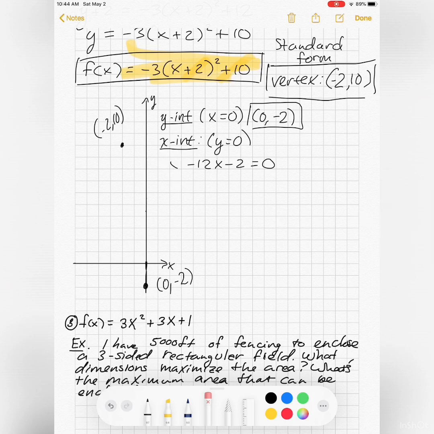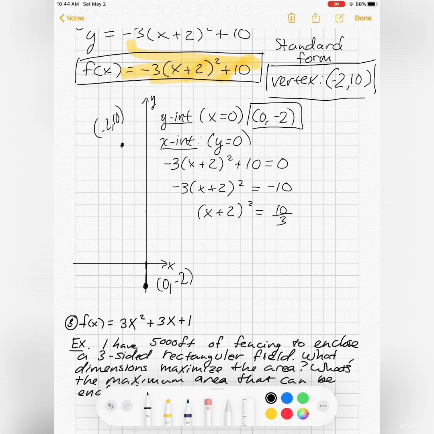In other words, I would rather take the standard form equation and set that to 0. That way I can avoid dealing with the quadratic formula. Okay, take the square root. So plus or minus root 10 over root 3.